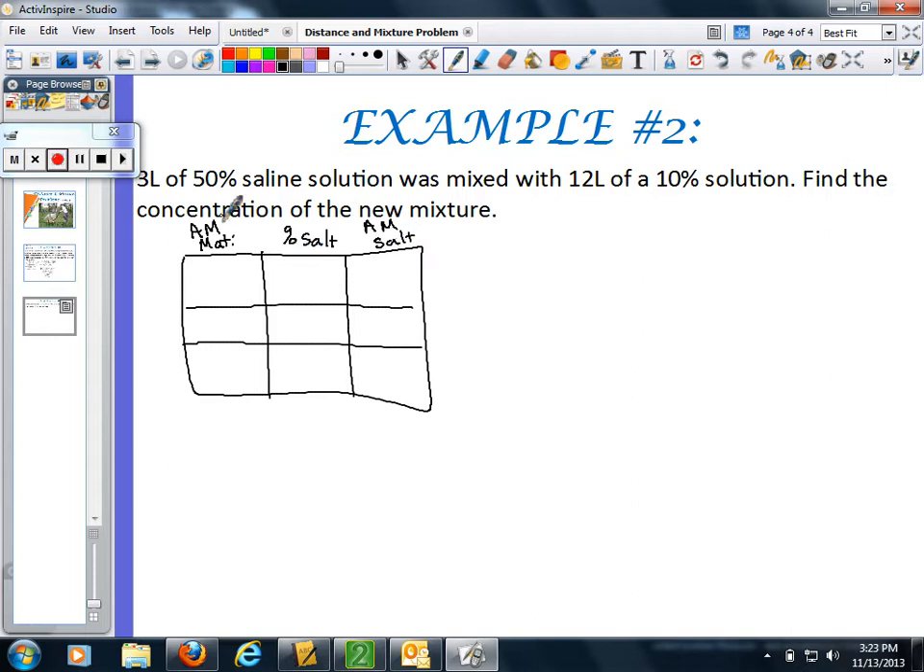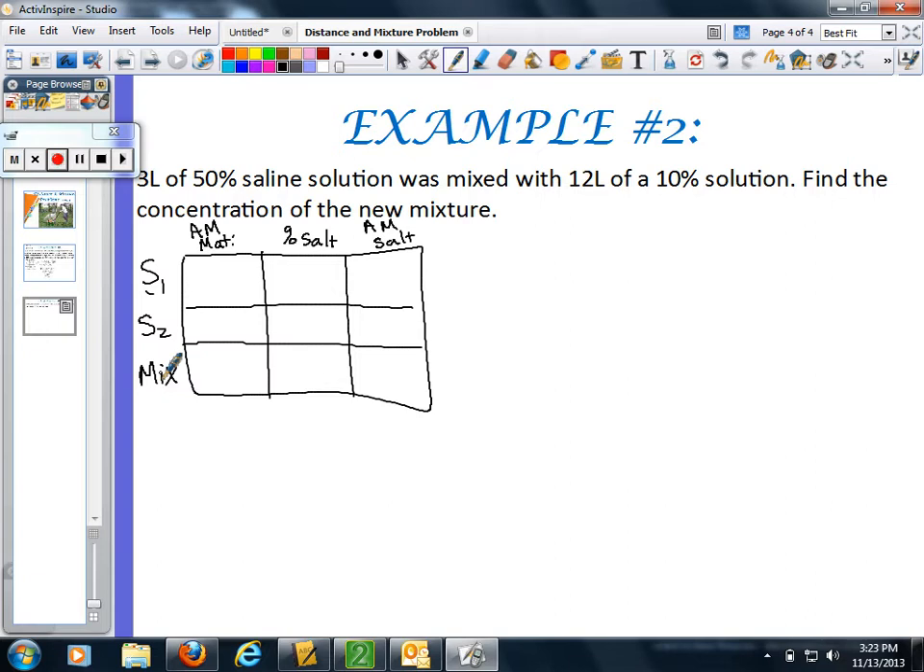This is the physical amount of whatever we're dealing with. Now on the side here, similar to what we did on the last one, this is 3 liters of 50% saline solution. This is the first solution, so I'm going to call this S1. It was mixed with 12 liters of 10%. I'm going to call that solution 2. And then find the concentration of the new mixture. We're going to call this the mixture. So this is when I mix the two together.